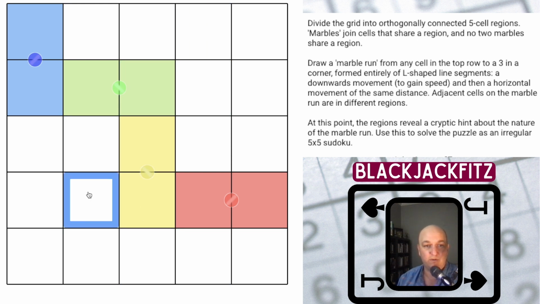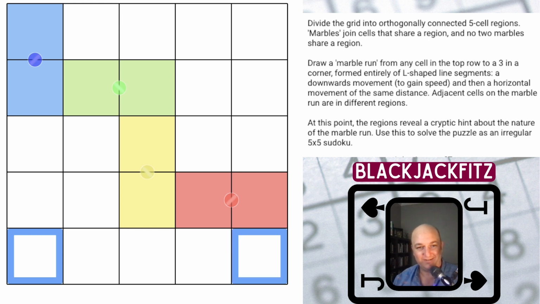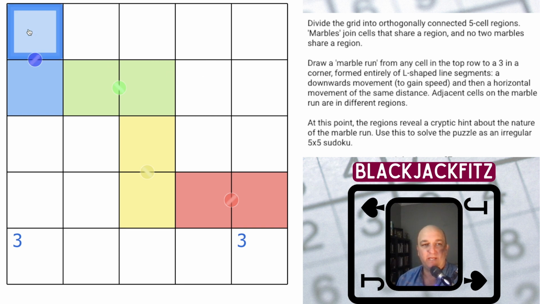Well, to a 3 in the corner. So one of these is a 3. I think by the rules, we'll know that there's going to be a 3 down there. So that's exciting. We'll have to be ready for that. And what it said was, for example, we can't go from here down because adjacent cells on the marble run all have to be in different regions, I think is what it's saying. Yeah, adjacent cells on the marble run are in different regions.